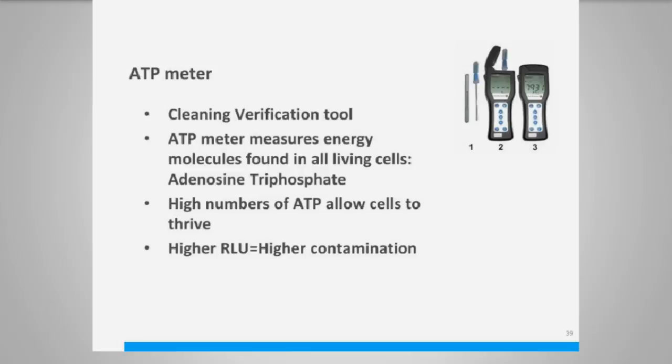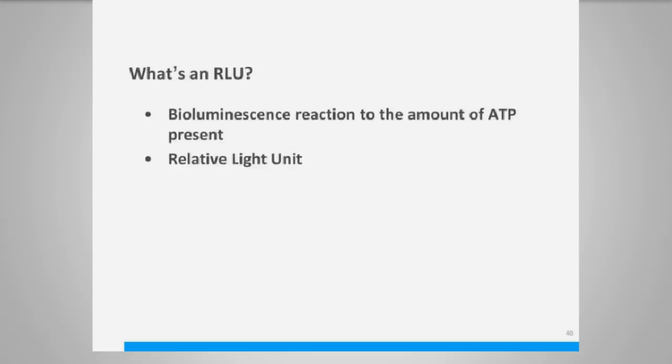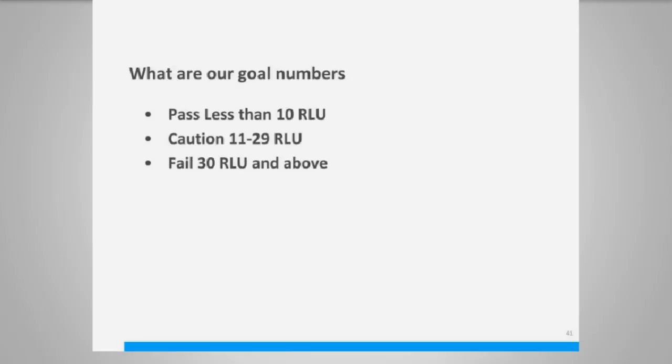I love this because this is going to show me, have I done what I need to do to make it safe for the next patient that's coming in the room? So what we're looking for is higher RLUs. That means that there's higher contamination. So what is an RLU? It's a bioluminescence reaction of the amount of ATP present, an ATP relative light unit. What we're looking for here to pass is less than 10, caution 11 to 29, and fail is 30 and above.